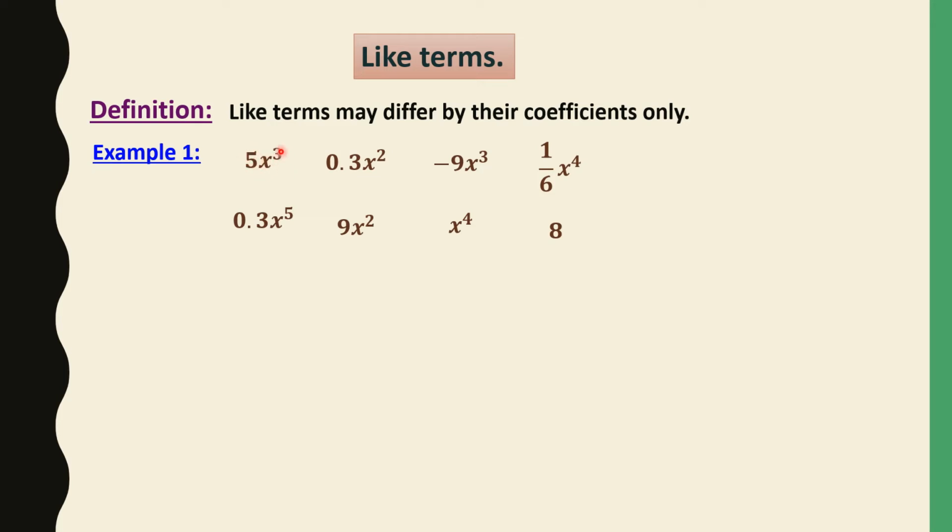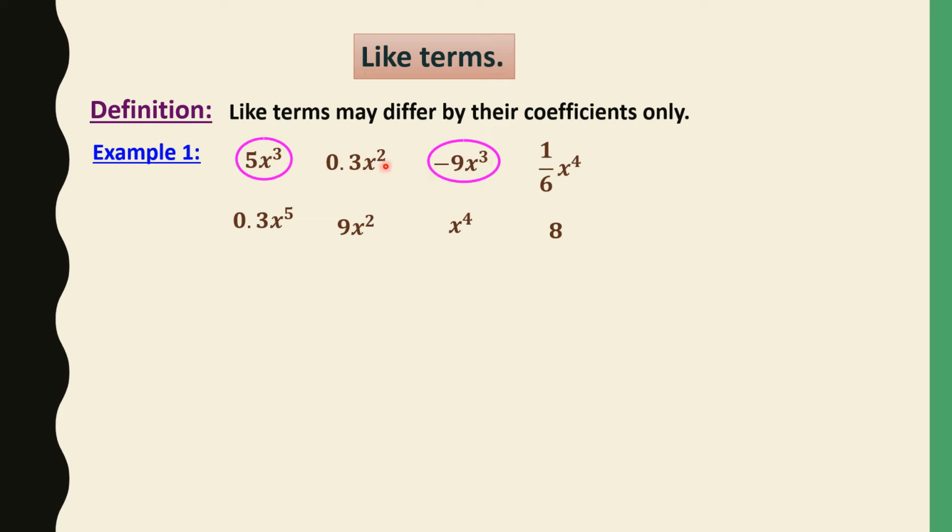For example, 5x cubed. Can we find another monomial having x as variable and whose degree is 3? Yes, we have -9x cubed. So 5x cubed and -9x cubed are two like terms. They have different coefficients, 5 and -9, but same variable x with same degree, 3.